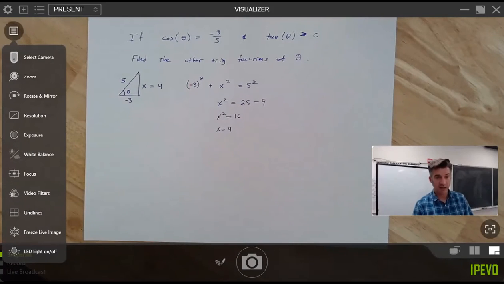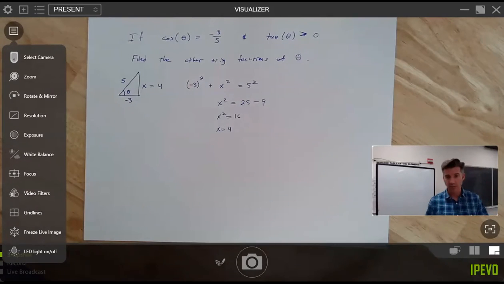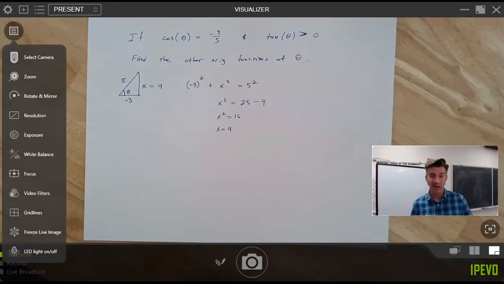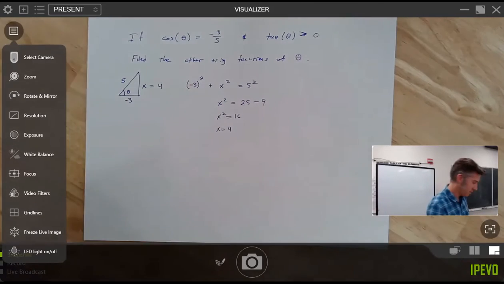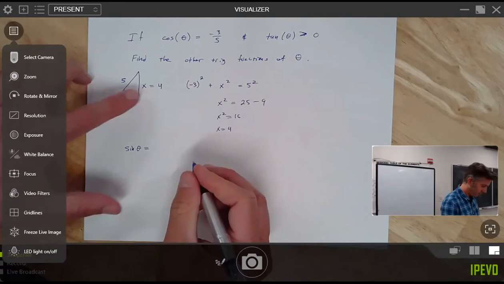So now we can find sine and cosine and everything of this angle. I'm going to write down some stuff. It's not going to be exactly right yet, but I'm going to fix it. So I know that sine of theta is probably 4 over 5.